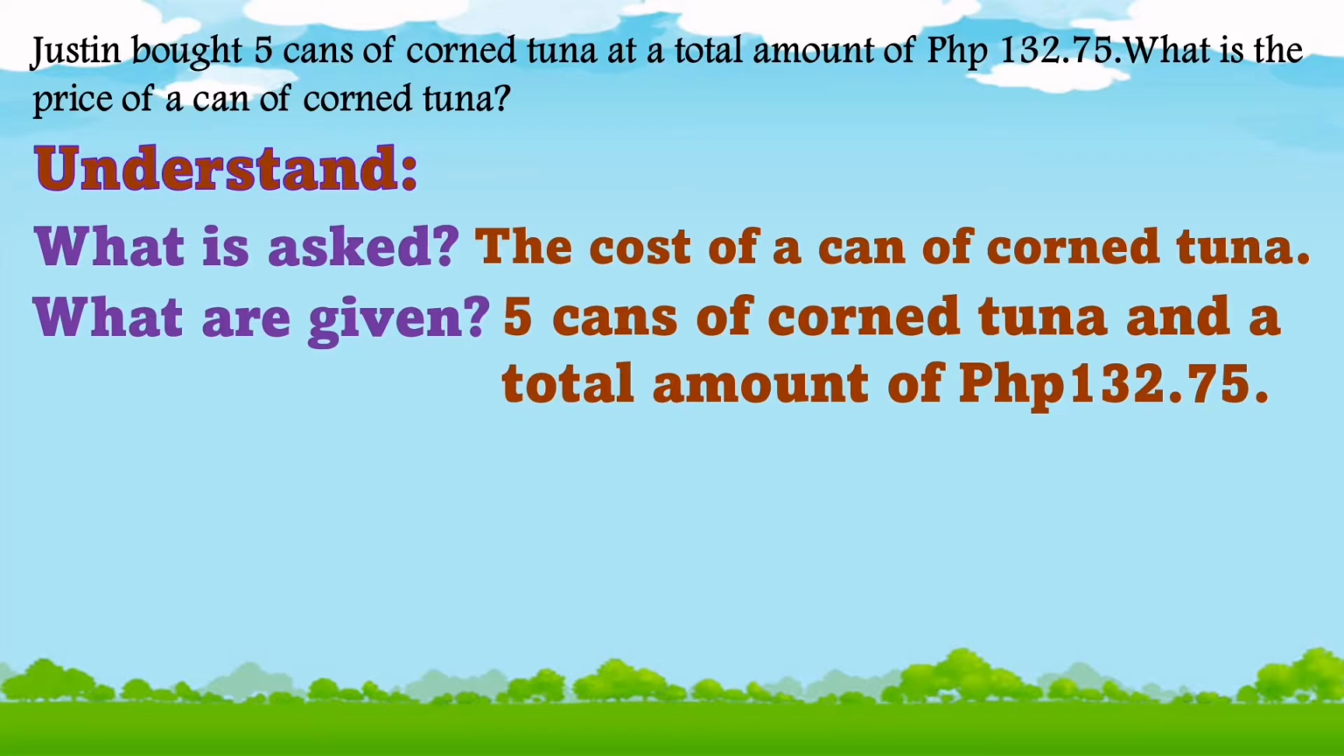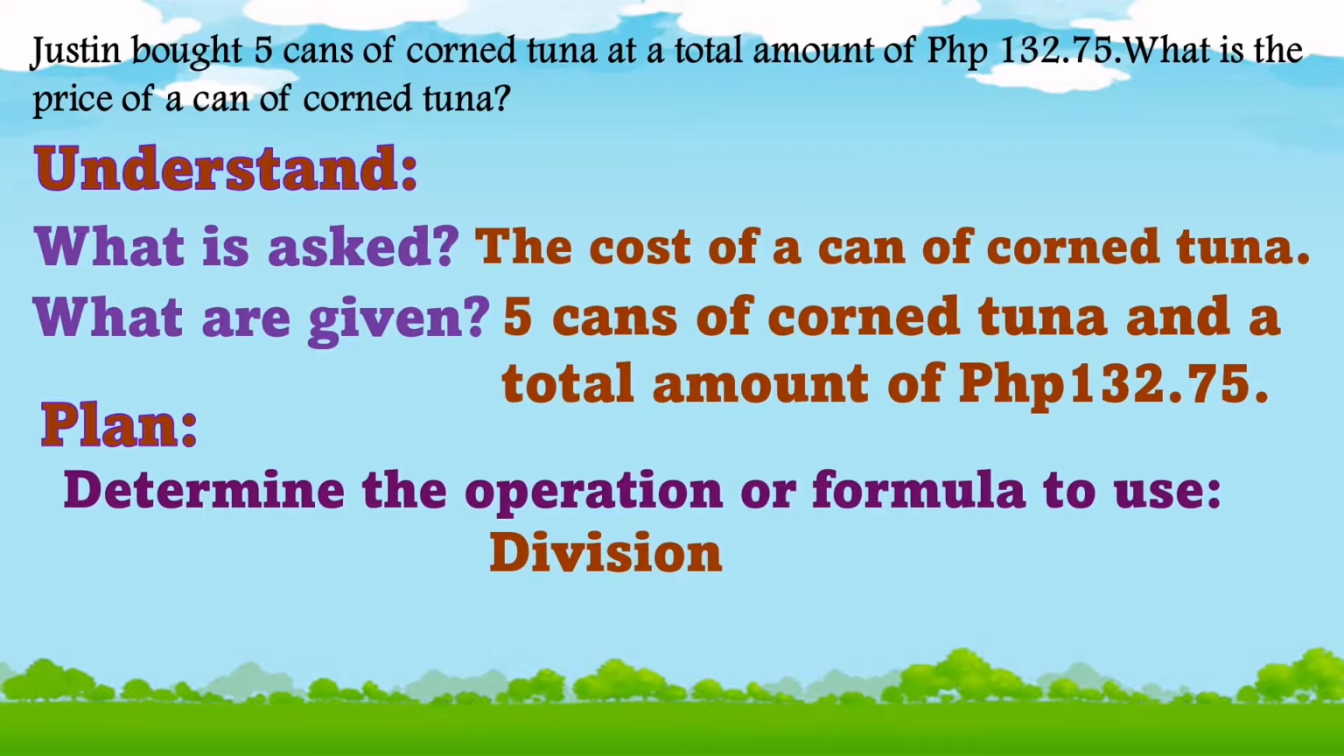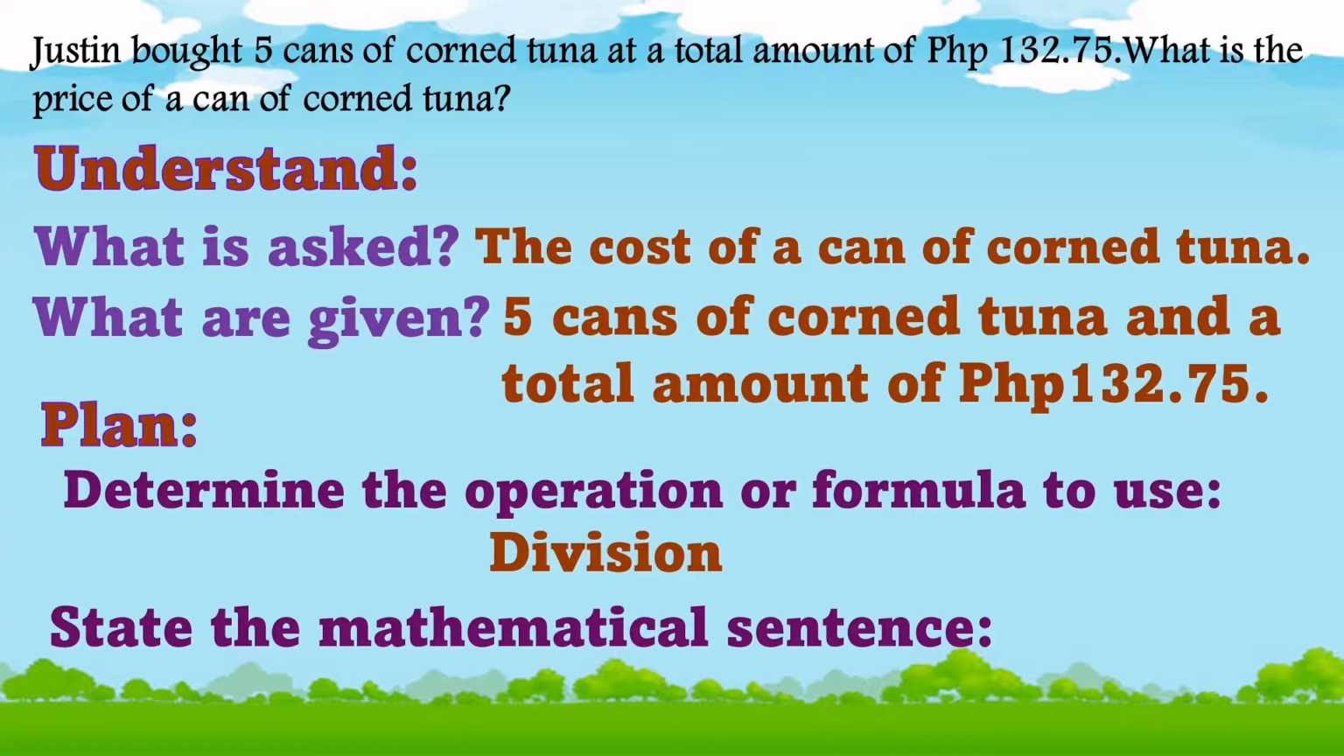Let us now plan for the problem by determining what operation or formula to use. We have to know the cost of a can of corn tuna. So, we have to divide the total amount into 5 cans. So, we will use division. Now, let us state the mathematical sentence. So, our mathematical sentence will be 132 pesos and 75 centavos divided by 5 equals n.